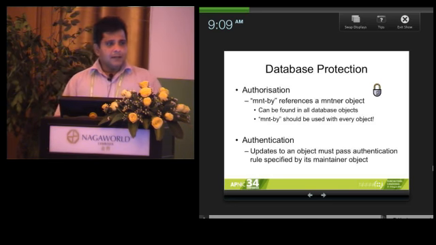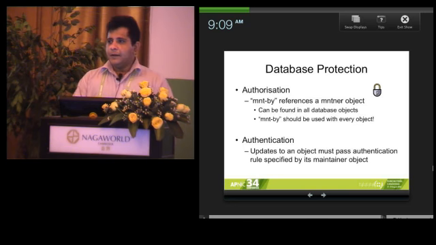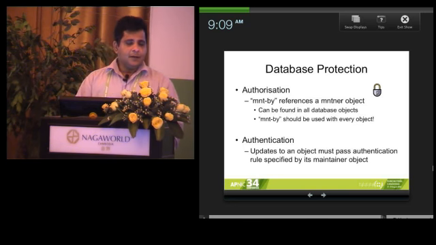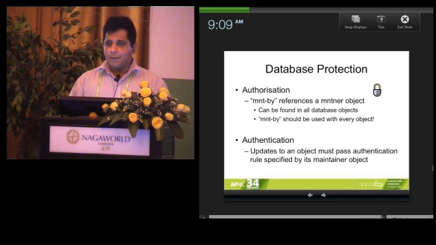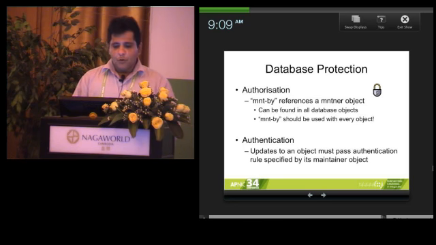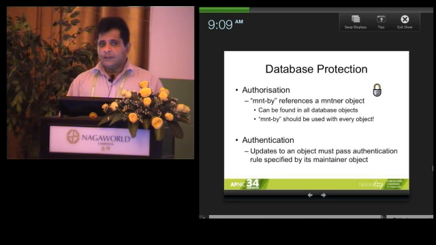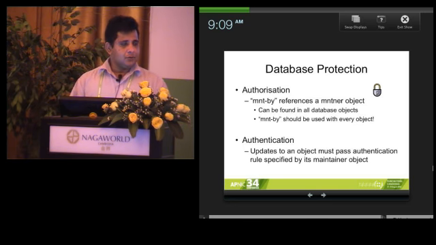And then we come to the database protection. It's very important that when you register all this information, like your IP address blocks, AS numbers, and even all the routing information, this information is protected. Otherwise, anyone can change it. That is why database protection is quite important in this case. There are certain mechanisms to provide the database protection.